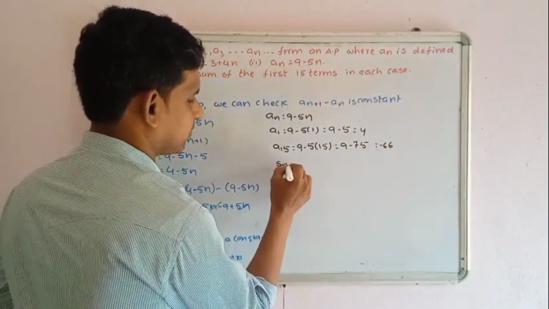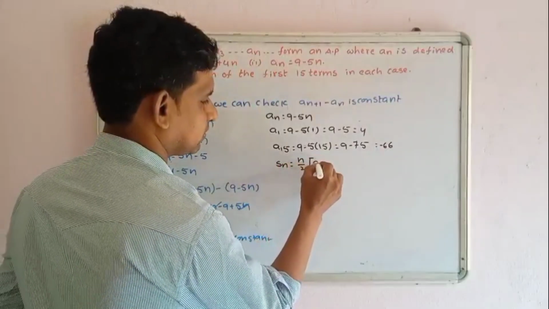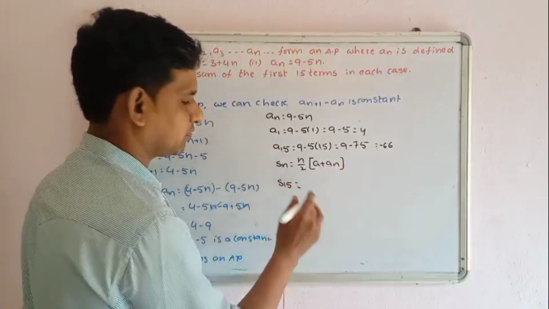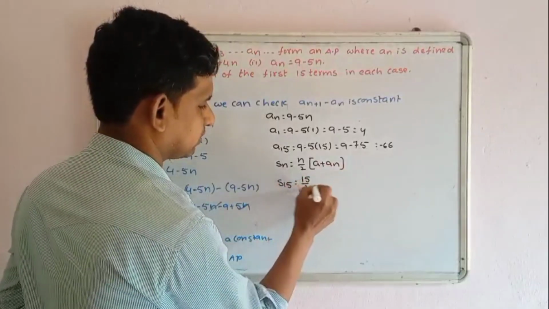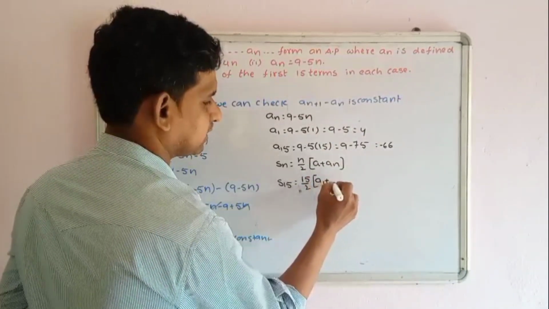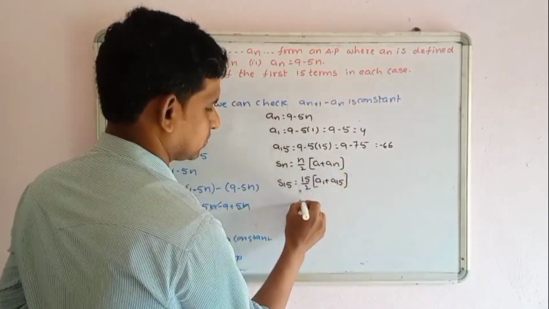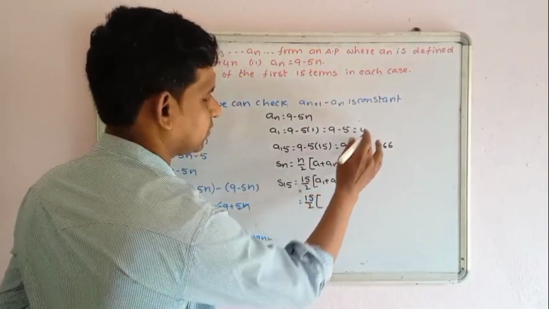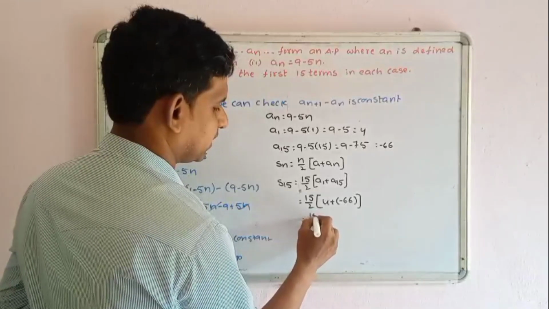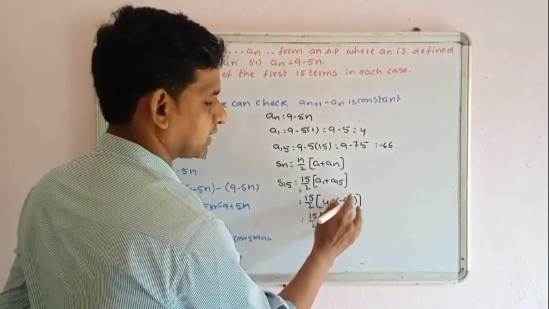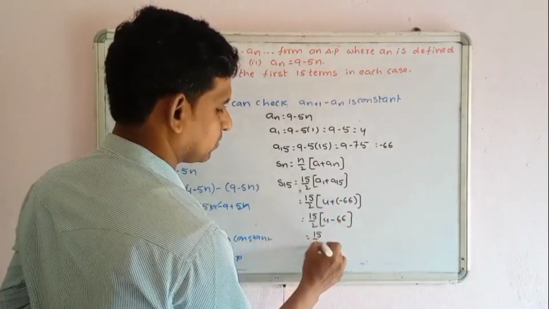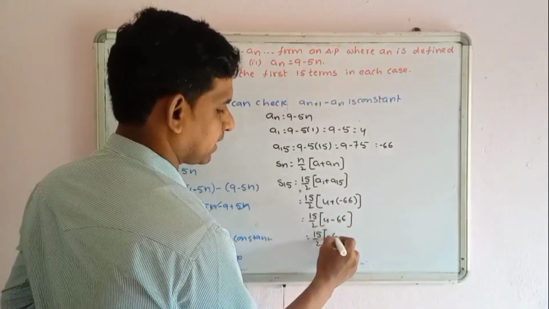Now, what is the Sn formula? Sn = n/2 × (a + an). So now I want S15. So 15/2 × (a1 + a15), where the a value is 4 and a15 is −66. So 15/2 × (4 + (−66)). 4 minus 66 is −62.